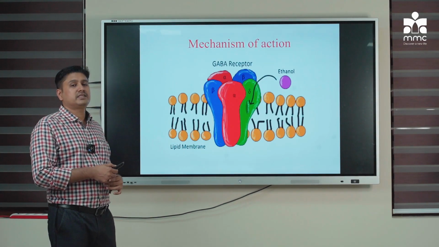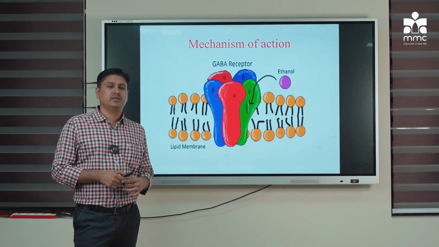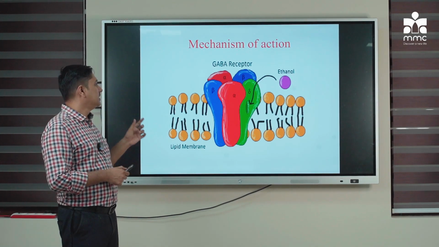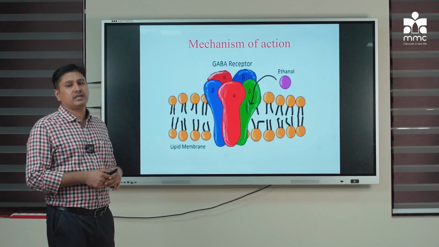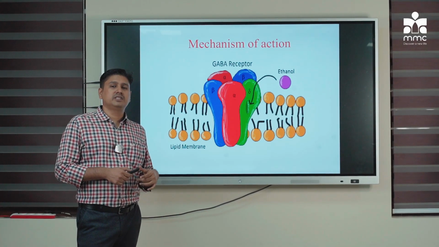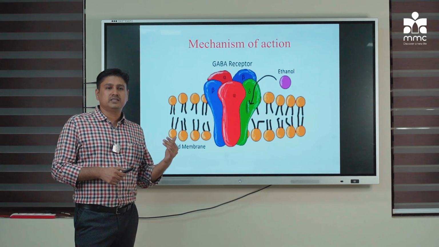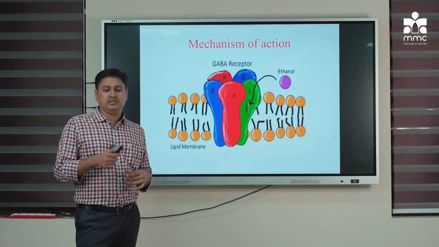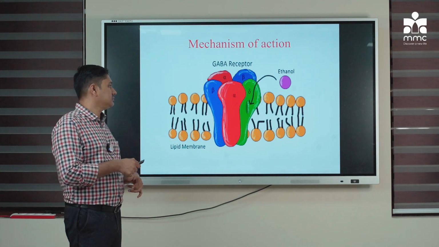Alcohol's mechanism is that it acts on the GABA receptor, which is gamma aminobutyric acid. It's a transmembrane receptor. It has different subunits like alpha, beta, gamma, and an intracellular channel through which the chloride ion passes. Once the chloride ion passes through, it produces hyperpolarization and CNS depression.